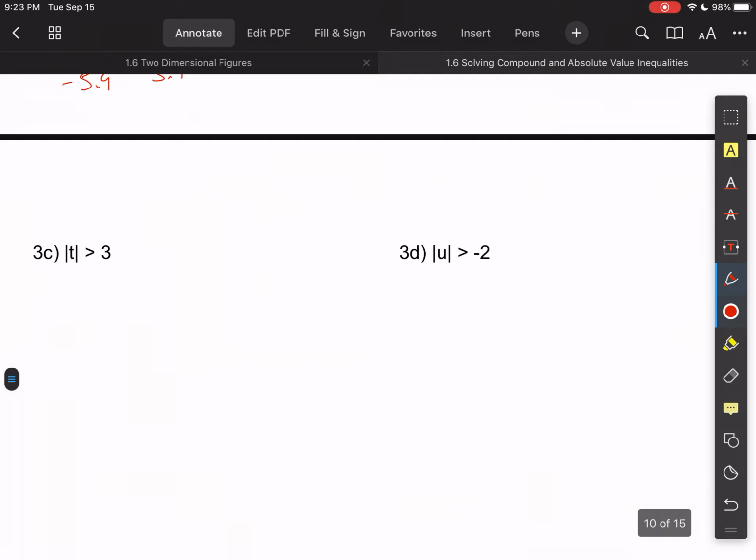Here for 3c, it says the absolute value of t is greater than 3. What that's saying is the difference of t from 0 on a number line is bigger than 3. Okay, so here's 0. 1, 2, 3, 1, 2, 3. In either direction, it does not matter. Direction does not matter, right? This is just talking about distance. The distance is bigger than 3, so it doesn't include 3, right? So if we want to look at the values that are bigger than 3 from 0, we're going to be going this way. So this is going to be an OR statement.